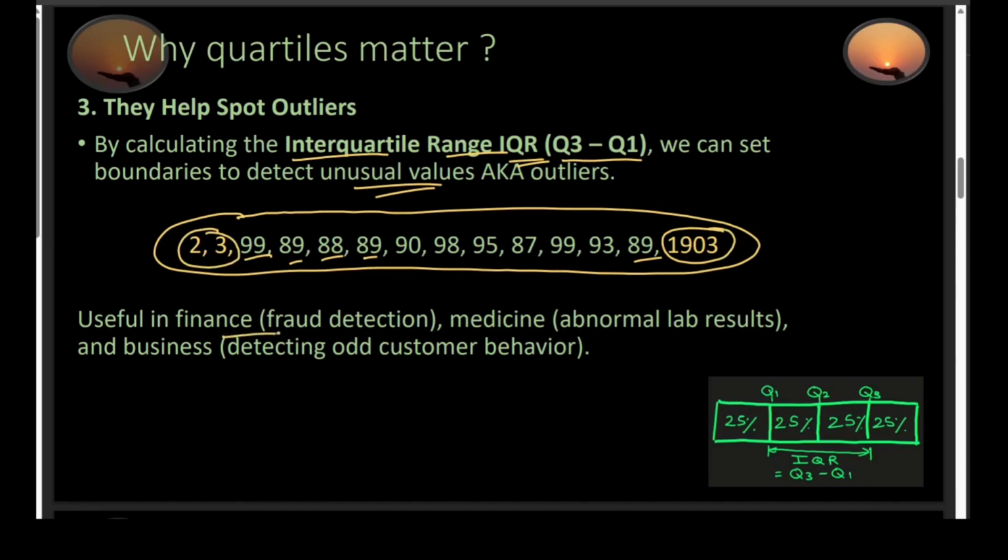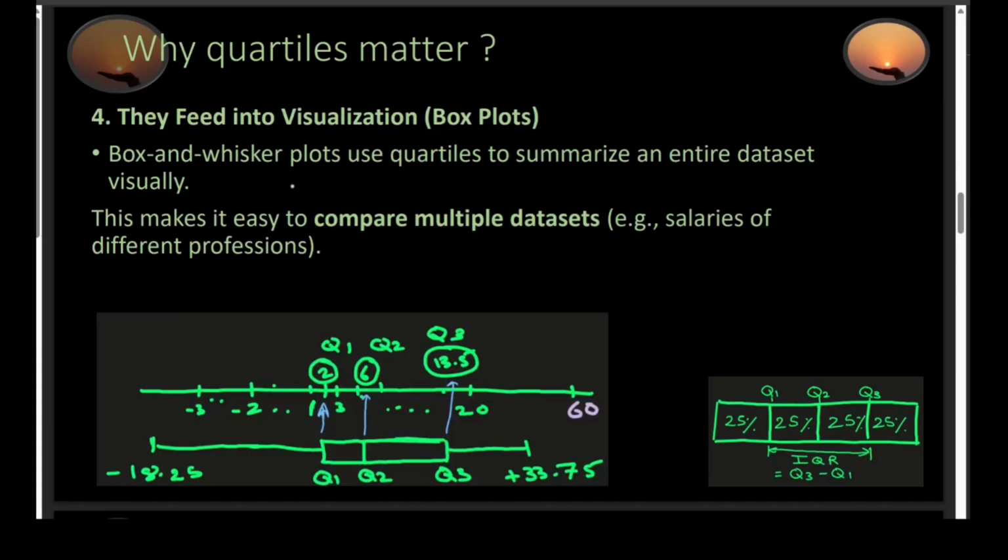They're useful in finance, where sometimes you have to detect fraud. They can also be used in medicine, for example, abnormal lab results, and also in business, for example, when you want to detect odd customer behavior. Quartiles also feed into visualization, specifically the box plot. I'm sure some of you must have worked with a box and whisker plot at some point.